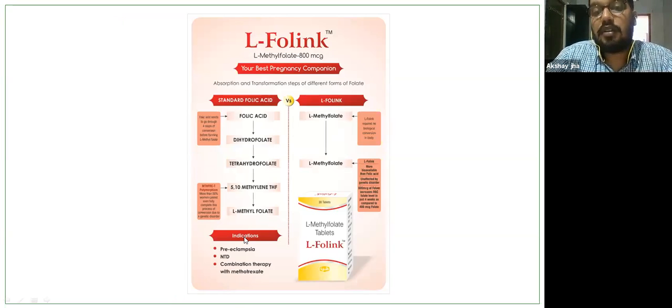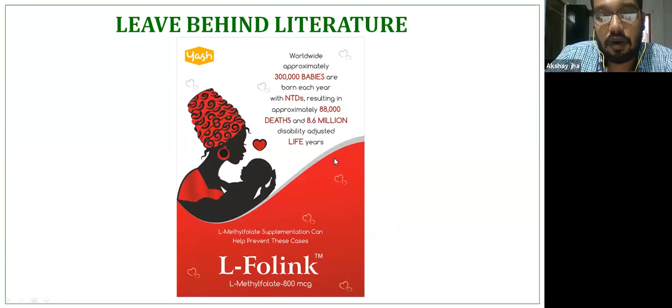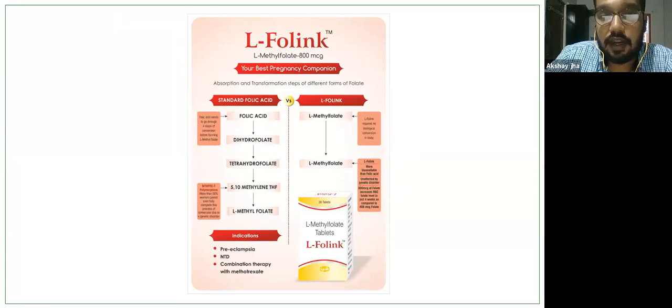That you can put on the back page, where we have mentioned a comparative study: what happens if you give your patient standard folic acid, and what happens if you give our product. And if you see the maroon boxes, we have mentioned a few points which highlight what is important in my product. So these are leave behind literature. It can be a single page or front and back. That's the second kind of literature.